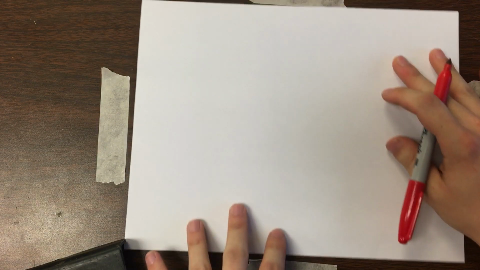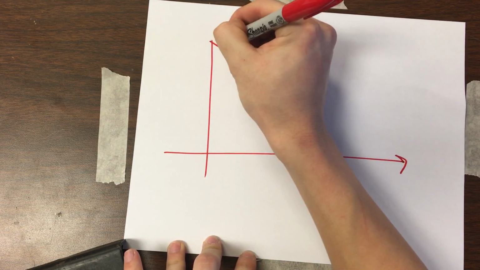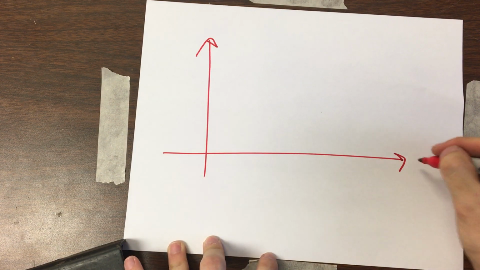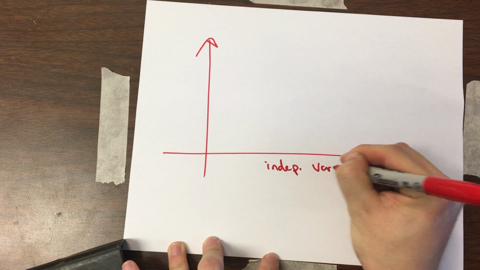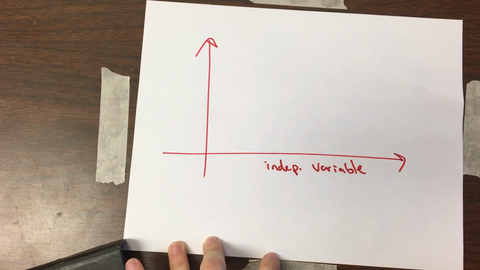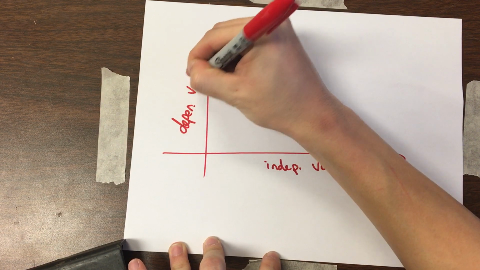Okay, last part of this we want to talk about is graphs. Graphs have certain key parts. So we have axes like this. On this one, the x-axis is always the independent variable. So this is the independent variable. And then on the y-axis here, we have the dependent variable.